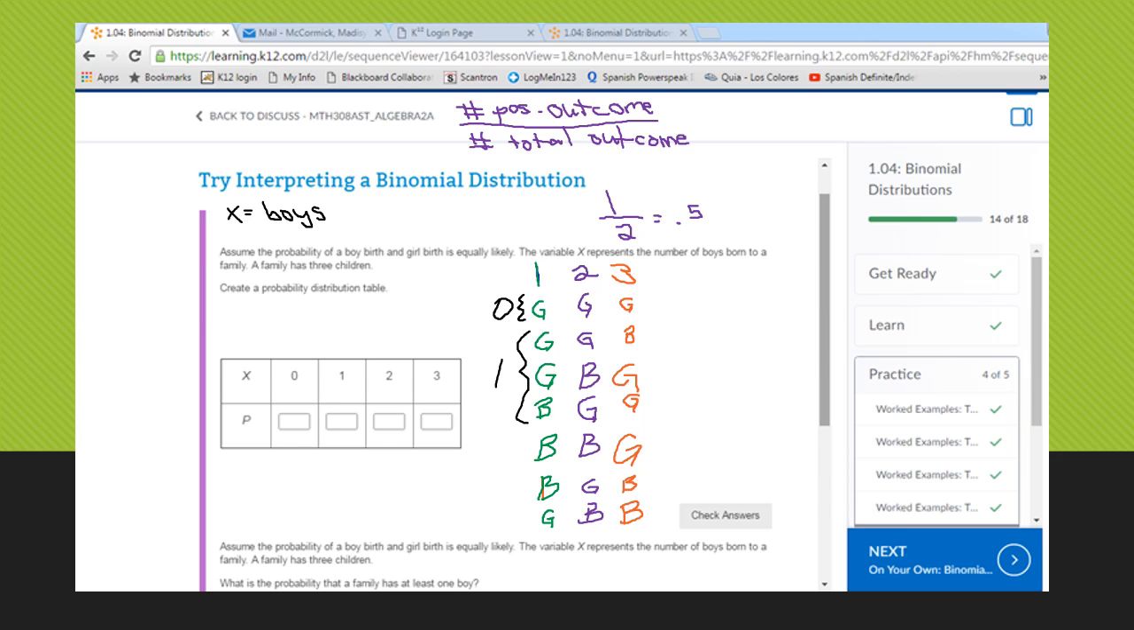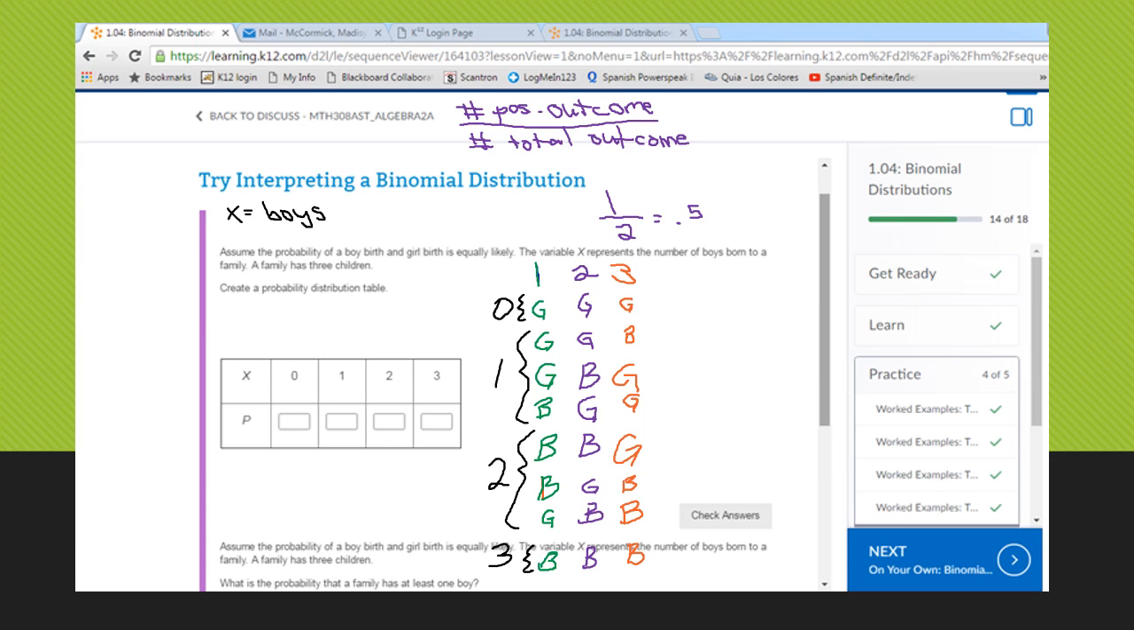And this possible outcome here would actually give us two boys total. And then last but not least, it would be our all boy situation, where we have boy first, boy second, and boy third. And that would give us 3 total boys in our family.